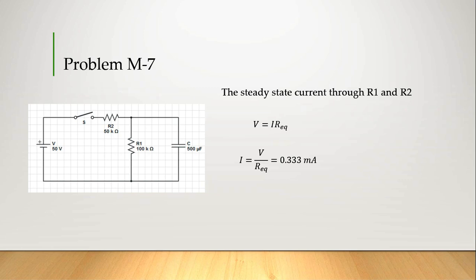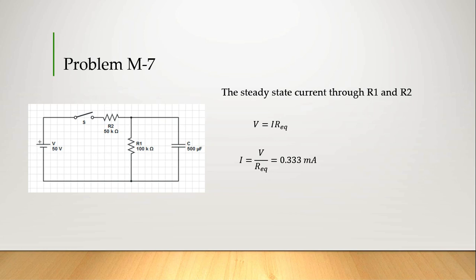All the current is going to go through R2, and all the current is going to go through R1. Because the capacitor is fully charged, there's going to be no current going through that at that point in time. So the equivalent resistance is really 150,000 ohms. So my steady state current for both R1 and R2 is 0.333 milliamps.